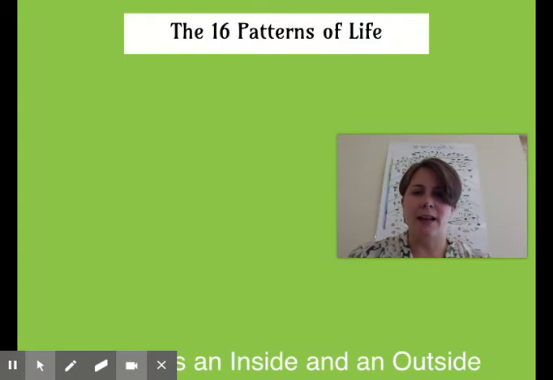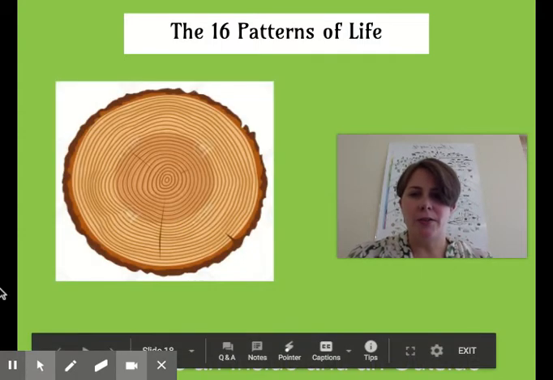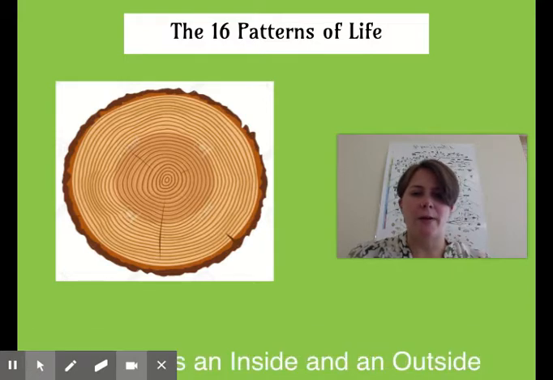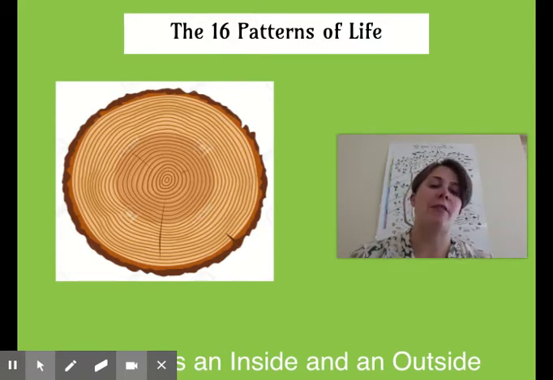Life needs an inside and an outside. Life's chemicals need to be kept close together so they can meet and react readily. The inner environment needs different conditions than the outside, and these differences need to be protected by some kind of barrier. Some examples of these include the bark of a tree or the atmosphere of the earth surrounding it.